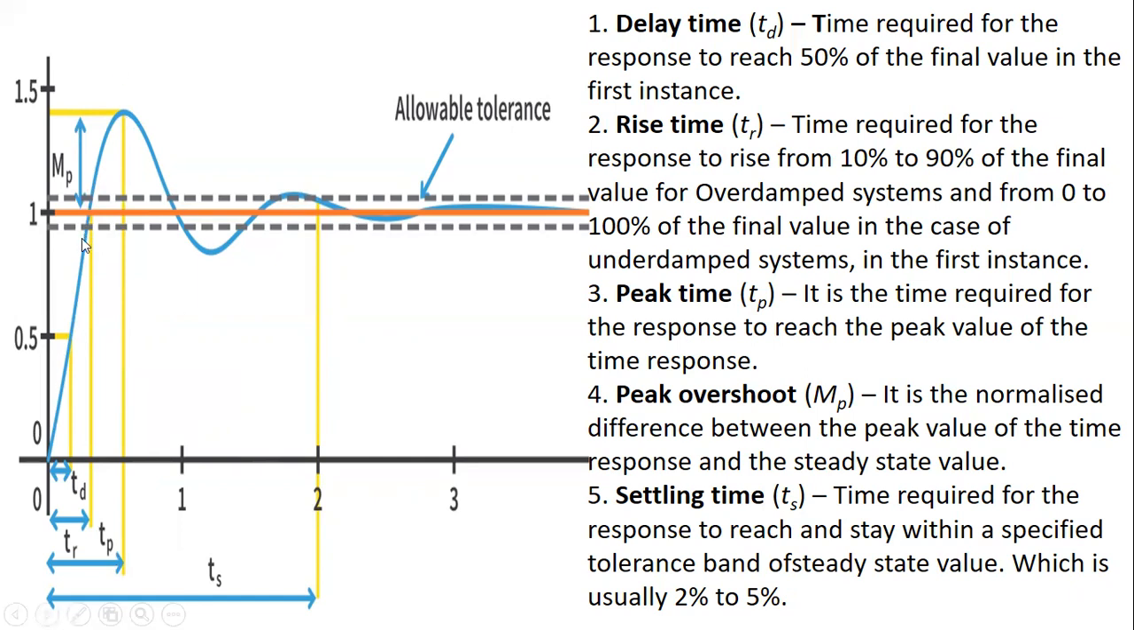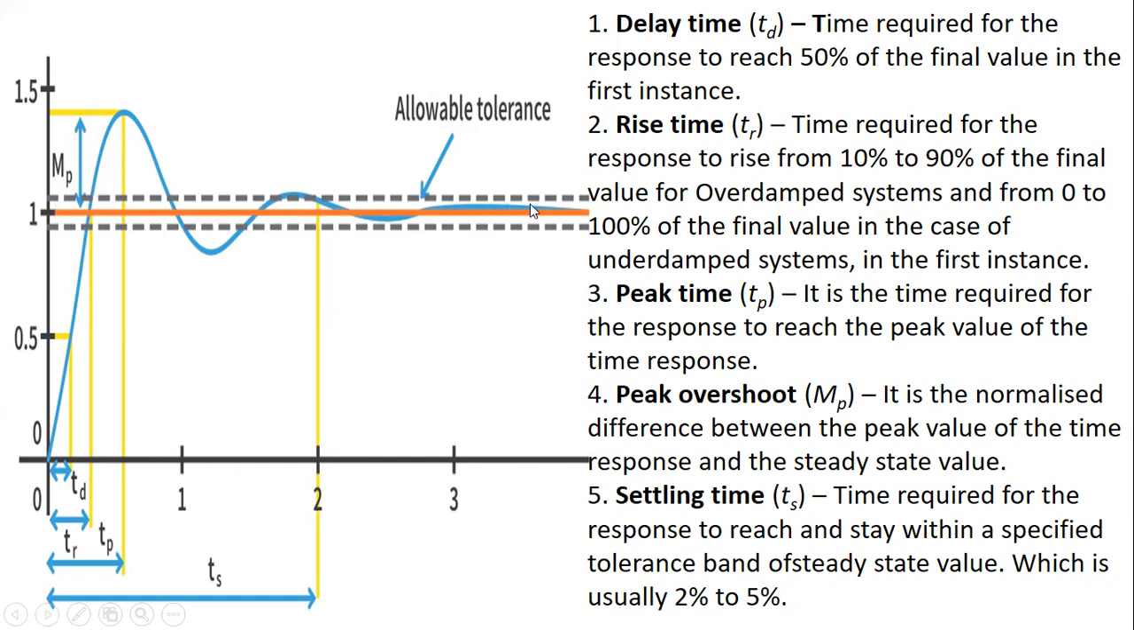Then we have MP, peak overshoot. The desired output is always expected to settle down close, within an allowable tolerance. It should settle down near the input value. That's the desired value. So the peak overshoot from the given input is the normalized difference between the peak value of the time response and the steady state value.